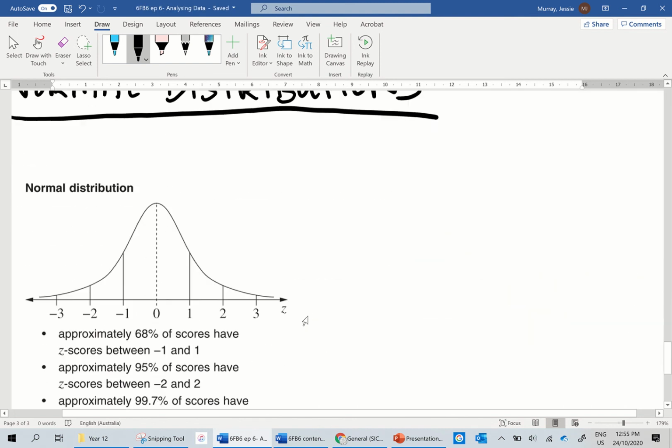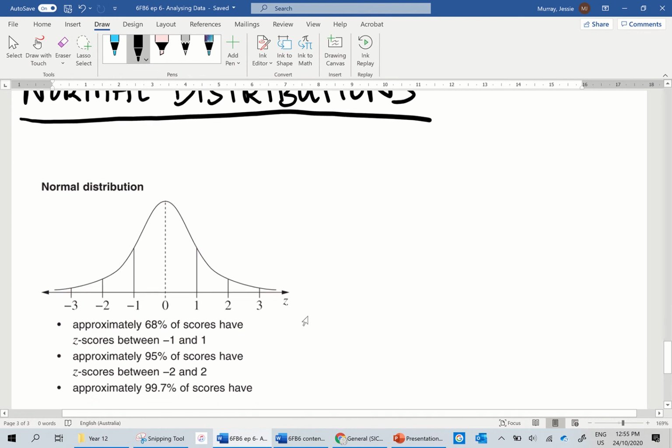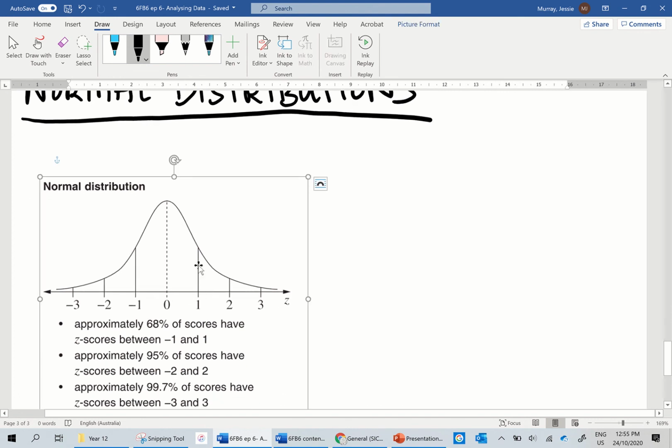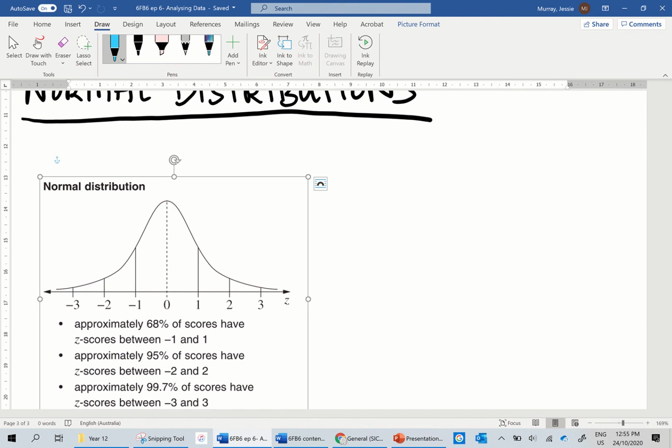And last one is your normal distributions. What you get given on your reference sheet is this little image here, but what you must remember how to calculate are the little values. So the first one, it says that 68% is in between 1 and -1, which means, nice and easy, 34% in here, 34% in here. Then it says 95% is in between 2 and -2.